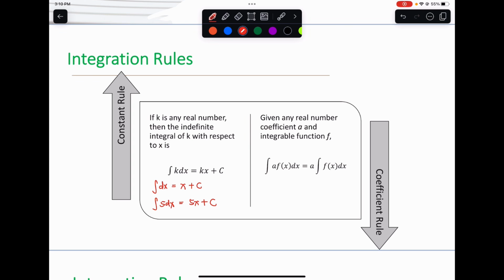So let's say, for example, given any real number coefficient a and an integrable function f, that is what we refer to as the coefficient rule. As long as it has a numerical coefficient, we can move the numerical coefficient outside the integral symbol. So let's say, for example, I am given the integral of 5 times 1 plus sine squared x dx.